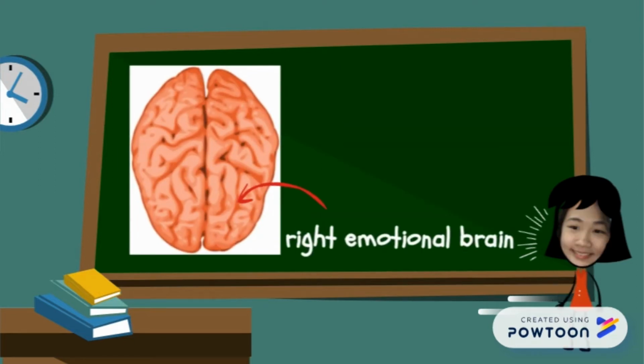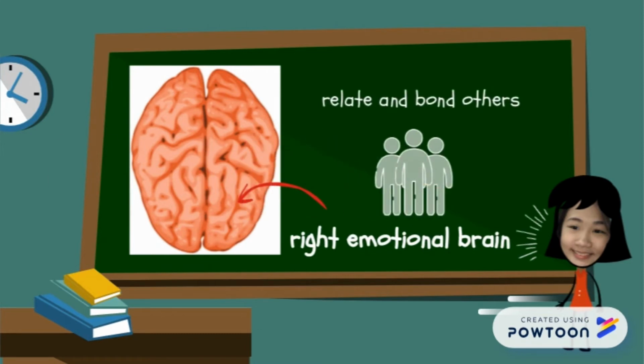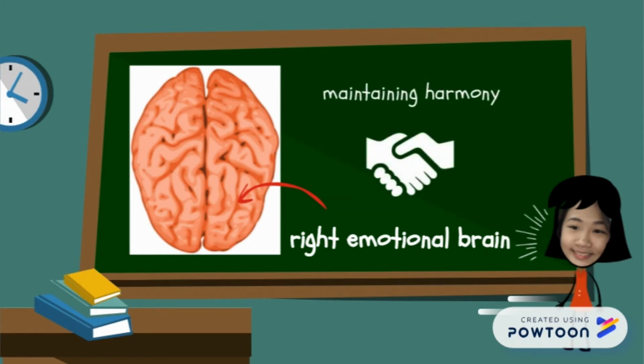The functions of the right emotional brain are to relate and bond with others through evaluation of experiences. This function helps in maintaining harmony and producing emotions. It also stores and recalls negative emotional memories of a person.